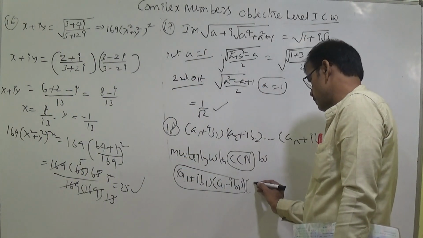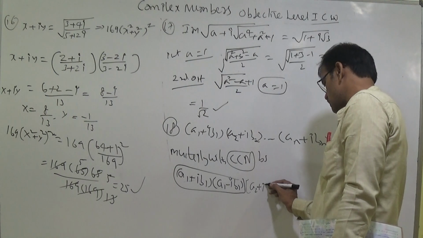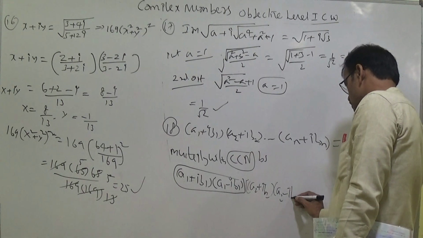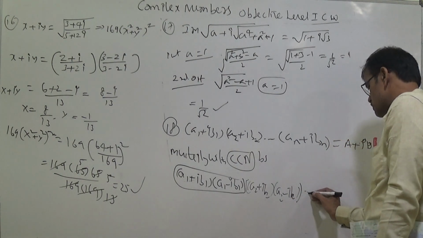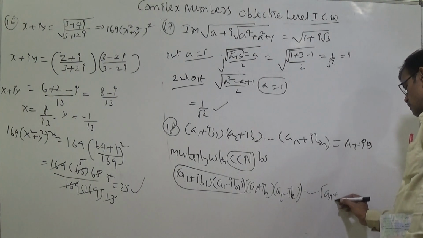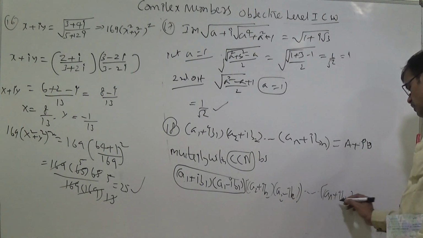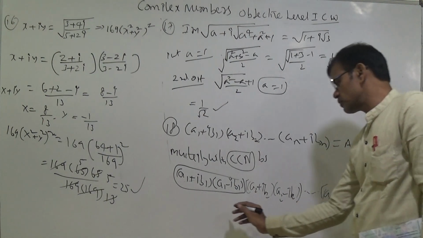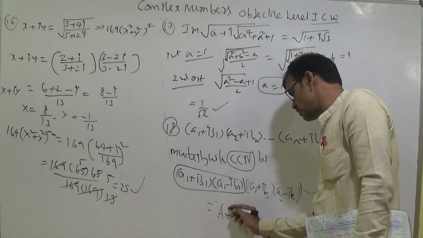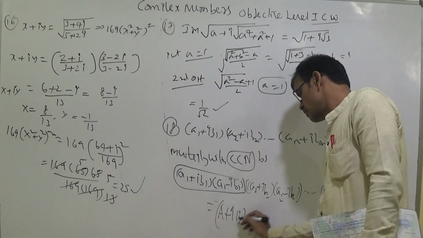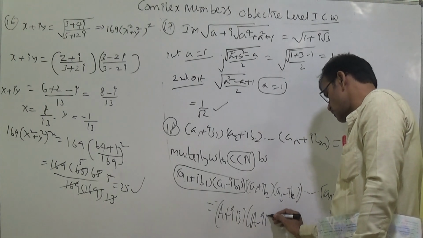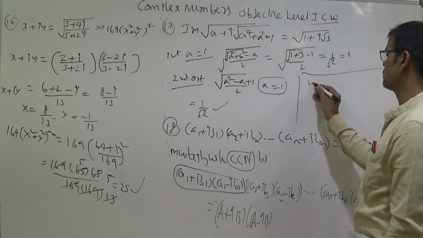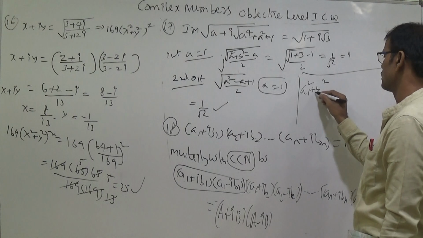like this, put a group. Next one, a2 plus ib2. The meaning is that we are multiplying everything with their respective conjugate complex numbers. Here an plus ibn into an minus ibn is equal to a plus ib into a minus ib. Everyone knows the formula: a plus ib into a minus ib is a square plus b square.